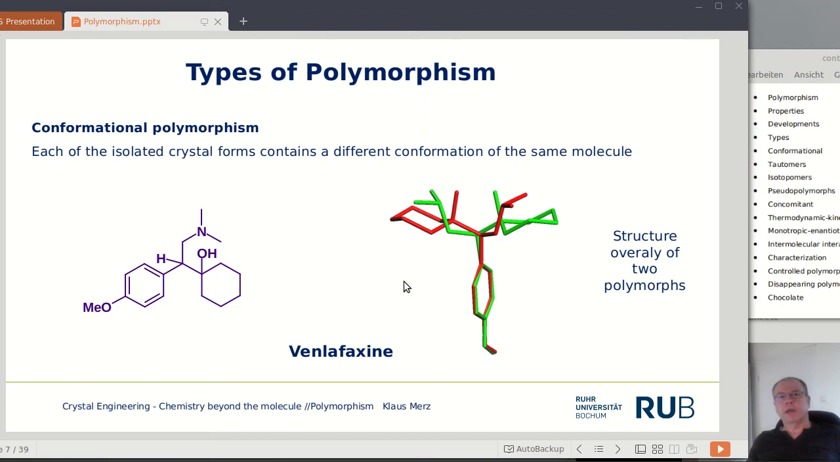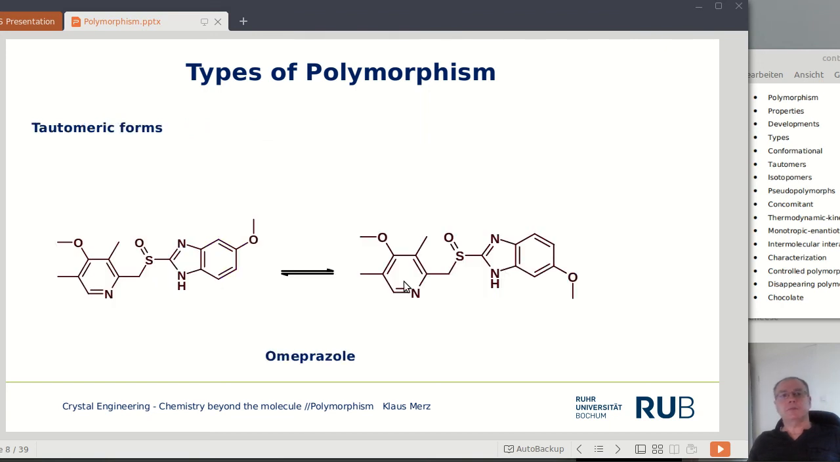Okay, next type. Talking about tautomeric forms. Well, this is a very well-known example for tautomers: omeprazole, and here is the difference. Look here at the methoxy group substituents, I would say in the 1, 2, 3 position. On the other side, the 1, 2, 3, 4 position, 3, 4 position here. These are tautomers.